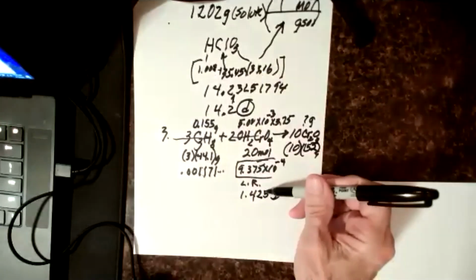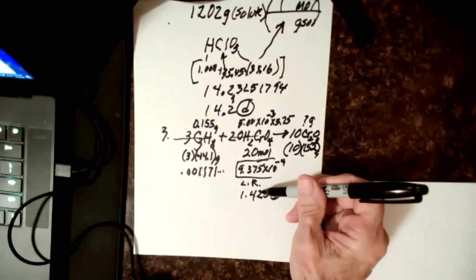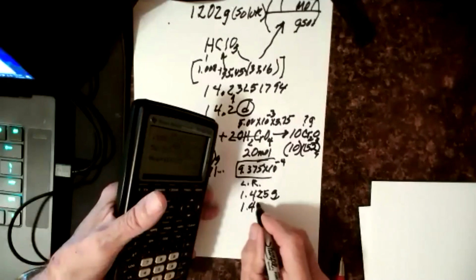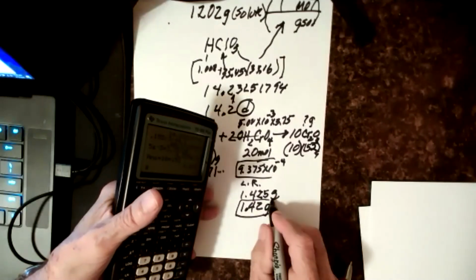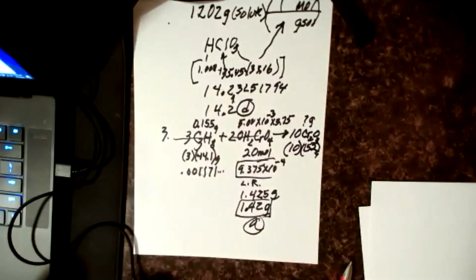So my rule of round to even would just drop the 5 and leave that as a 2. That's already an even number. So the correct round off should be 1.42 grams. That's response A on the test. So we did get the right answer.